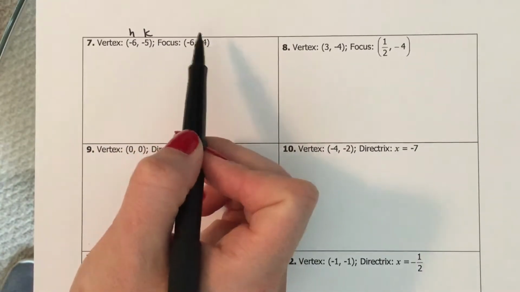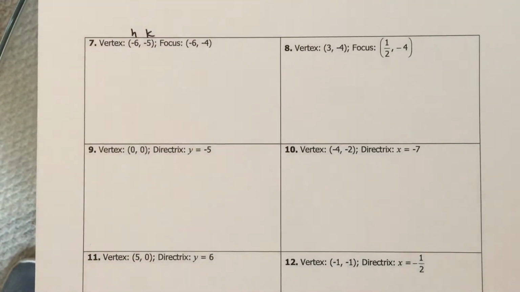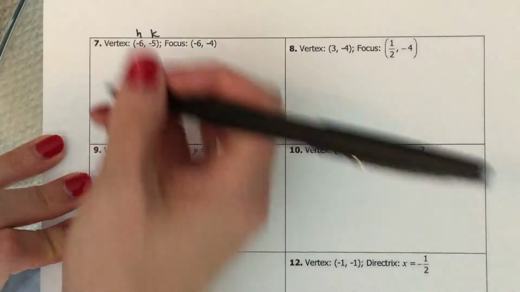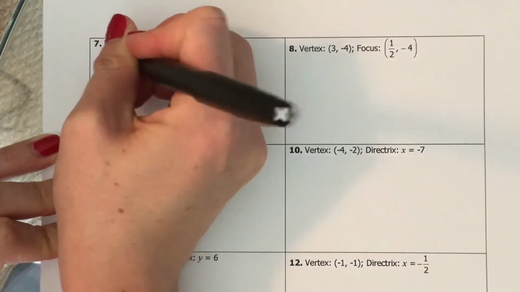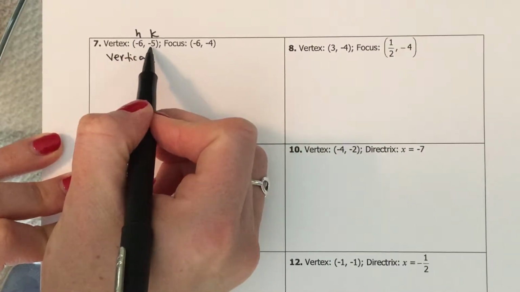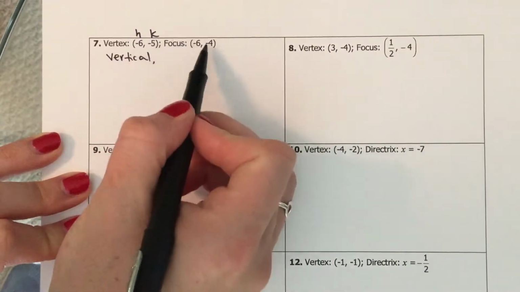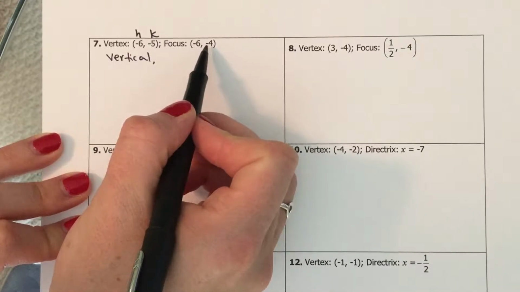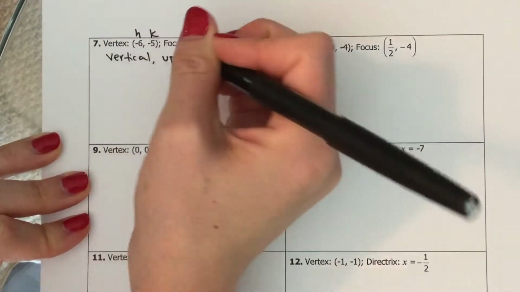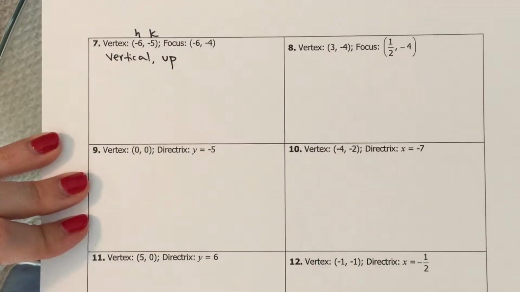So the fact that the focus goes up makes this a vertical parabola rather than a horizontal parabola. So make sure you know that information first. So it's definitely going to be a vertical parabola. And I mentioned, the vertex had a y value of negative 5. The focus goes up from a value of negative 5. So if the focus goes up, that means the parabola opens up. That's going to help us set up our equation as well.